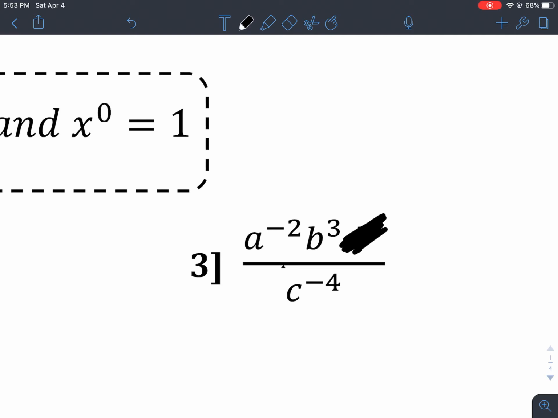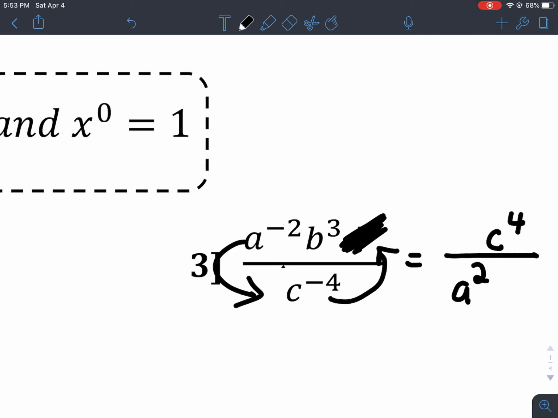First of all, we have a lot of negative exponents. We have a to the negative 2nd and c to the negative 4th. So first of all, I need to cross the line and change the sign. I'm going to bring a to the negative second to the denominator and it becomes positive. And then I have c to the negative fourth power, so I'm going to bring that to the numerator and make that positive. The b to the third just stays in the numerator, since it's not a negative exponent, I don't have to worry about it.